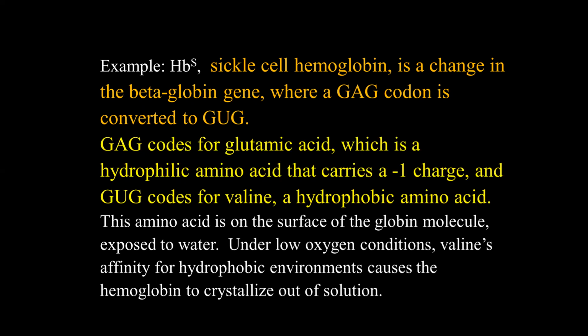But because of mutation, the GAG codon is converted into GUG codon. Now, the GUG codon codes for valine, which is a hydrophobic amino acid. When the protein structure folds and gets stabilized by tertiary and quaternary stabilizing bonds, valine, which is a hydrophobic amino acid, comes on the surface of the globin molecule and gets exposed to water. Under low oxygen condition, valine's affinity for a hydrophobic environment causes the hemoglobin to crystallize.